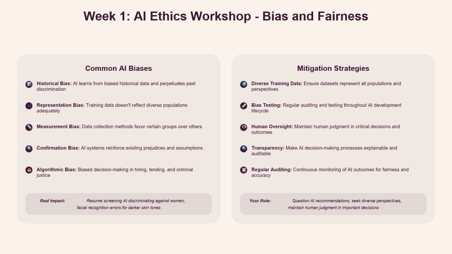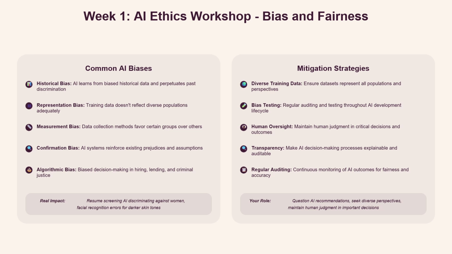Let me explain why. What is AI fairness? AI fairness means ensuring that AI systems treat all individuals and groups equitably, without discrimination based on protected characteristics like race, gender, age, religion, or socioeconomic status. Types of bias in AI.